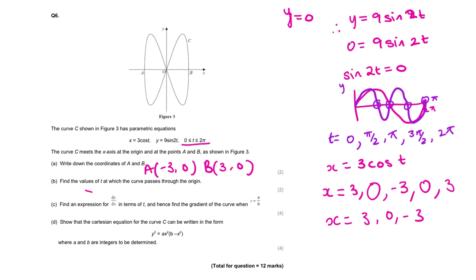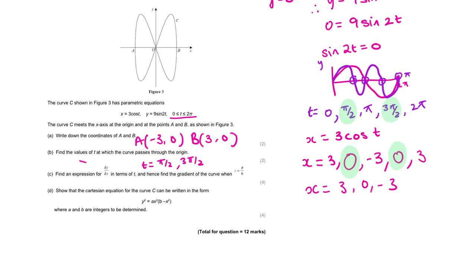Right then. Find the values of t at which the curve passes through the origin. That's nice because we've just worked that out. The curve passes through the origin when t is pi over 2 and when t is 3 pi over 2. So all that hard work has enabled us to answer both questions. So t equals pi over 2 and 3 pi over 2.